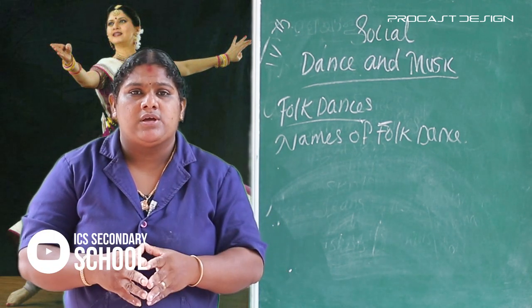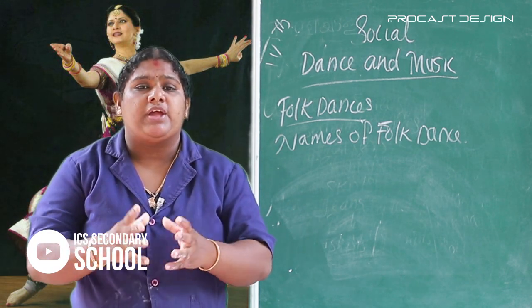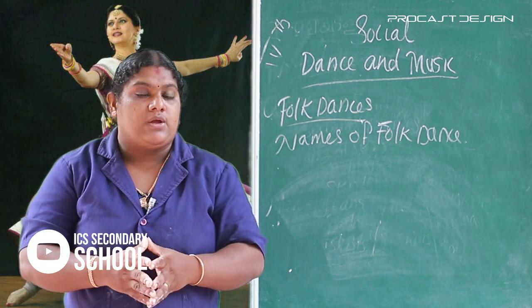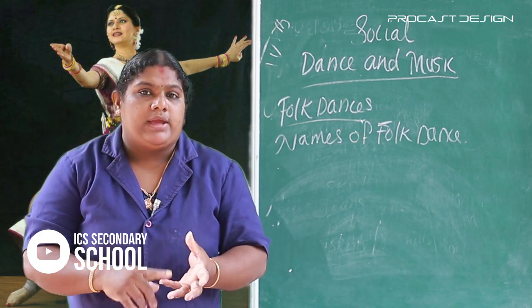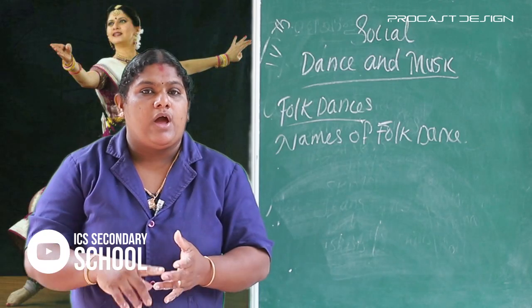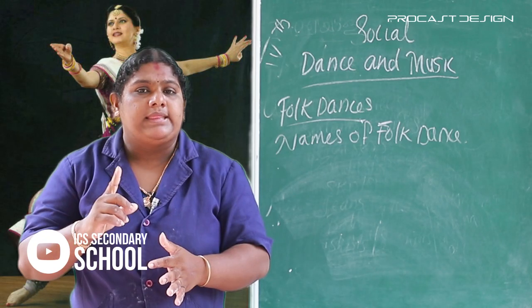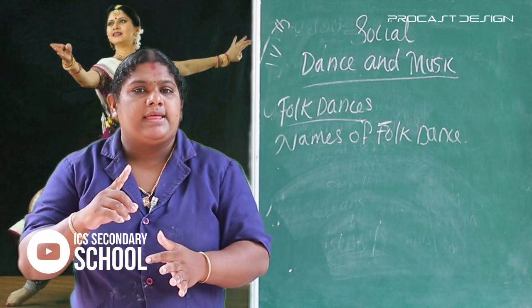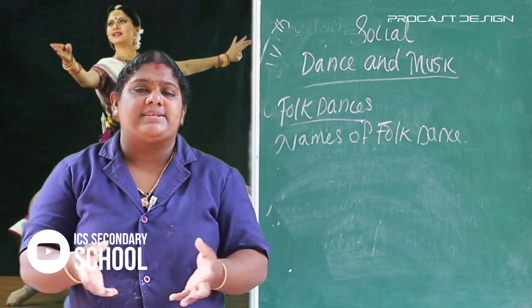So, in your textbook, page number 157, here you can see some of the important classical dances. We already studied the important folk dances in India. Which are they? Bhangra, Ghumar, Garba, then Kaigotikali, then Bihu, Karagatam, etc. were the folk dances in India.